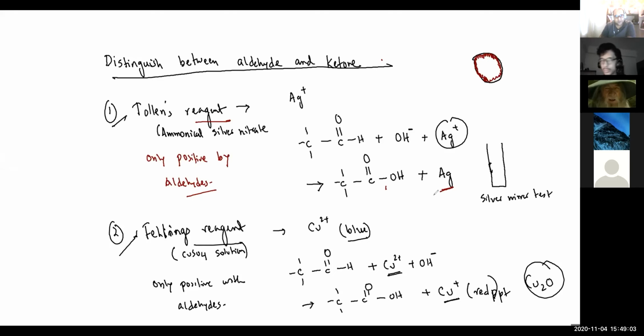Tollens reagent will give you a silver precipitate. Fehling's reagent will give you a copper 1 oxide precipitate or a red precipitate. So the color changes from blue to red. For Tollens, it just gets silver. It becomes a mirror.